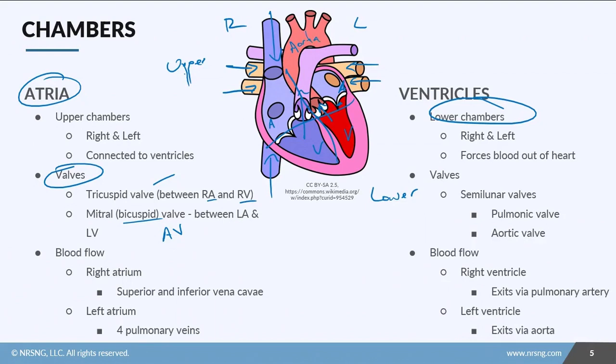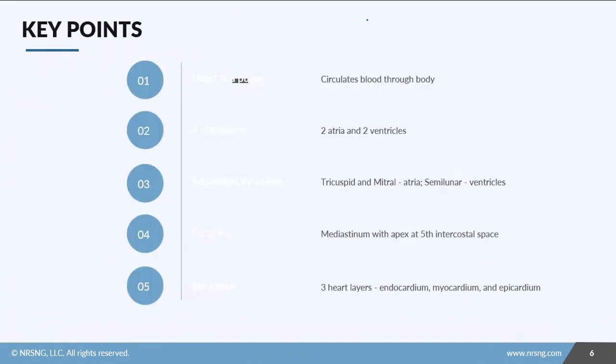And the doors, quote unquote, that they pass through are these things called semilunar valves. On the right-hand side, you have the pulmonic valve, and on the left-hand side, you have the aortic valve. And here's how blood flow works from the ventricles: you have blood exiting the right ventricle via this pulmonic valve into the pulmonary artery, and then on the left side, it exits through the aortic valve into the aorta, and then it goes to the rest of the body.